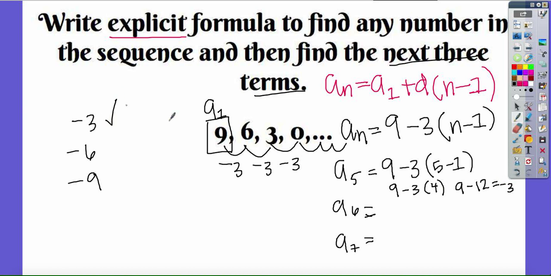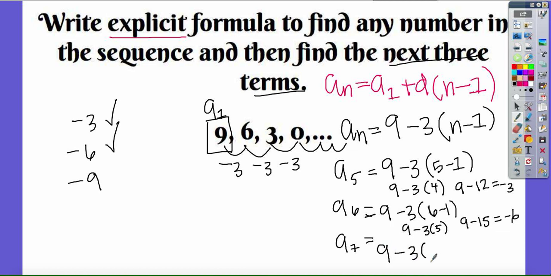That checks out. A sub 6 would be 9 minus 3 times 6 minus 1. So that's 9 minus 3 times 5. So that's 9 minus 15, which is negative 6. So that one checks out. And the last one would be the same. So it would become 9 minus 3 times 7 minus 1, which would be 9 minus 3 times 6, which comes out to be 9 minus 18, which is negative 9. So if it's just the next few numbers, you can just continue the pattern, but I did want to show you the formula in case it's way down the line.